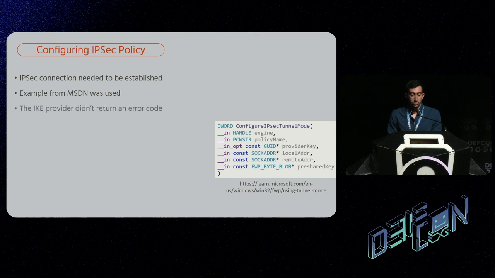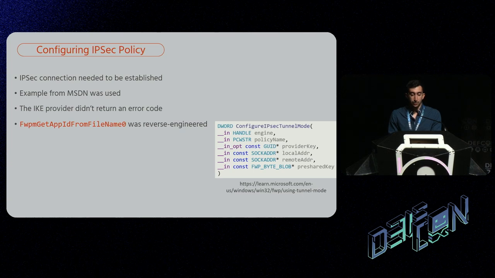So I just tried to use every provider key on the system until I found out that the Internet Key Exchange provider didn't return an error code. The second parameter I didn't understand is the pre-shared key. I wasn't familiar with this structure named byte blob, but I found out that the API GetAppIdFromFileName returns this type of structure. There is one small problem, it only accepted filenames. So I reverse engineered the algorithm and made my own function that accepts any type of string.